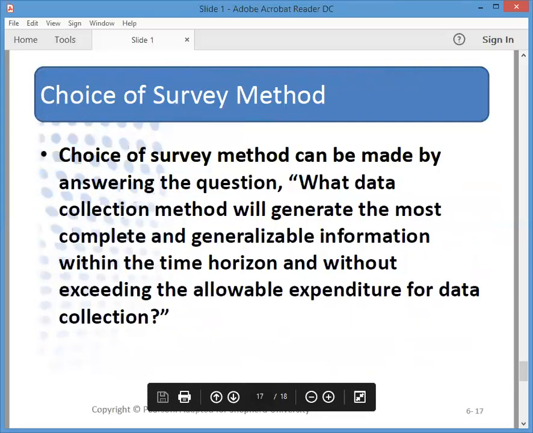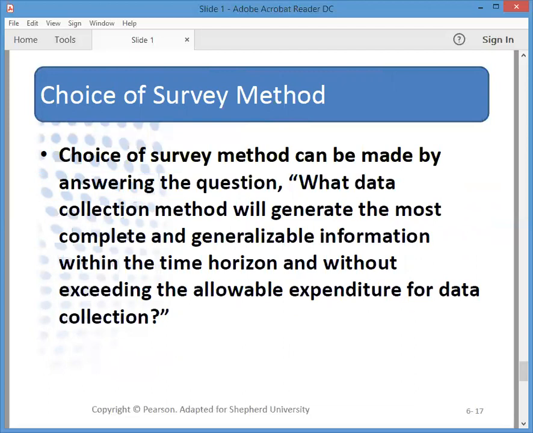So the choice of survey method revolves around this question: what data collection method will generate the most complete and generalizable information within the time constraints and without exceeding the budget?